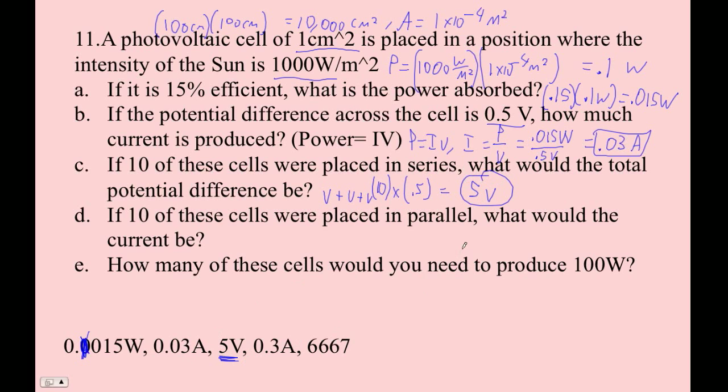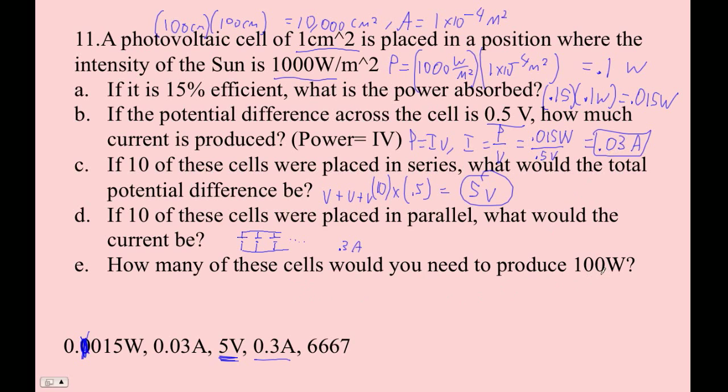If 10 were placed in parallel, what would the current be? Well, if you place them in parallel, it's like this, and so on. It's a parallel circuit, so the current adds up. With 10 of those, the current would be 10 times this. So the current would be 0.3 amps, 10 times 0.03.